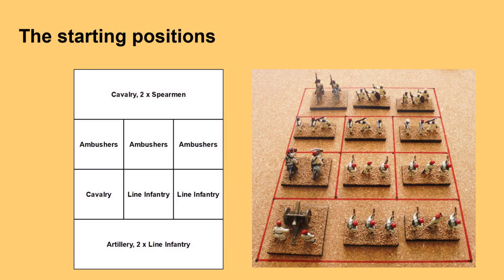They started off with the Mahdists having all their ambusher units in the front row, which is not surprising considering the advantage that ambusher units have in combat, with their cavalry and spearmen in reserve. Facing them, the Egyptians had their cavalry and 2 of their line infantry units, with the rest of the line infantry and the artillery in reserve.